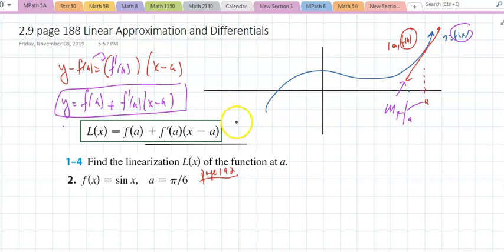What do we need? We need a point, and we need a slope. Plug it in and there it is. You could memorize it this way, or you could just derive an equation of a line and everybody's happy.